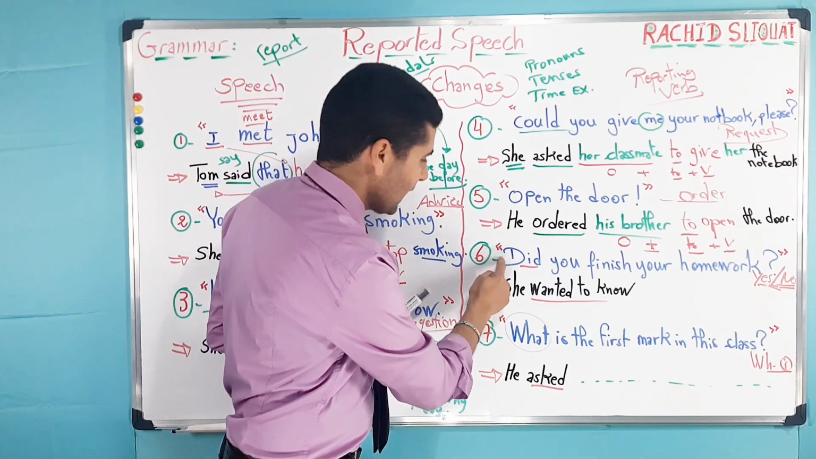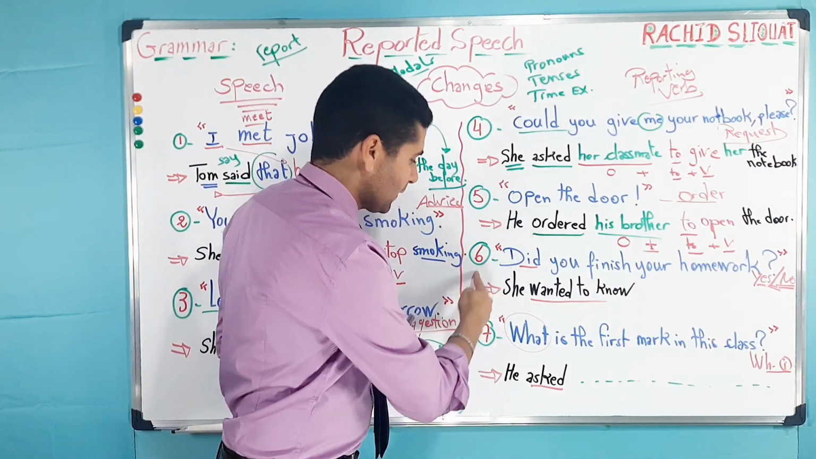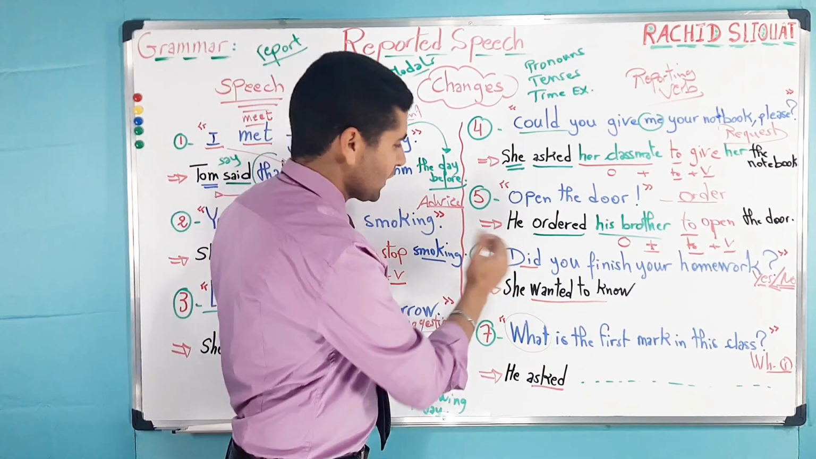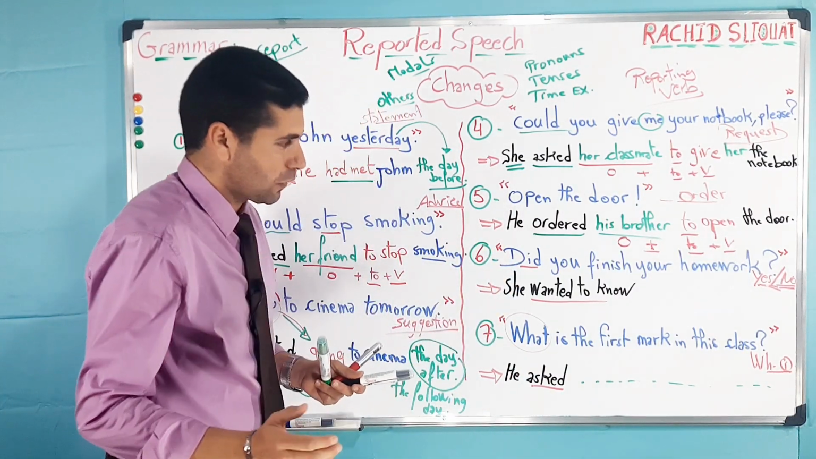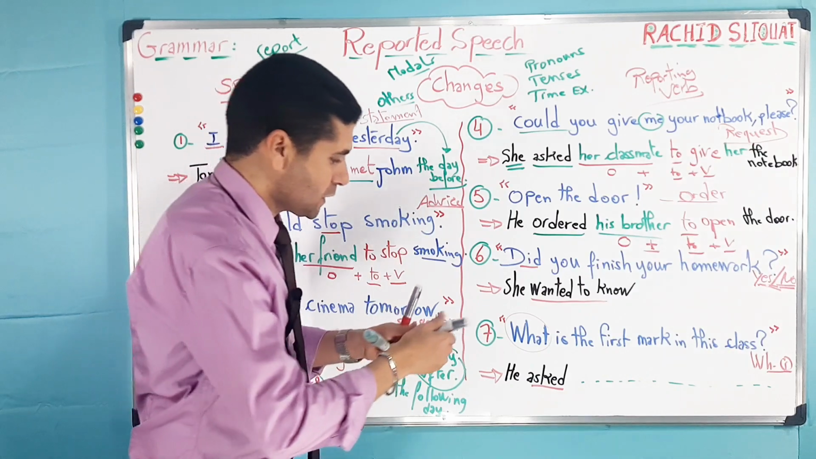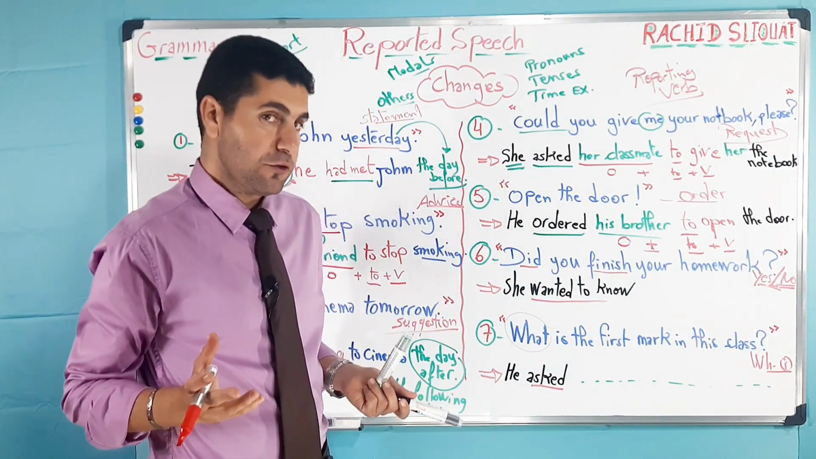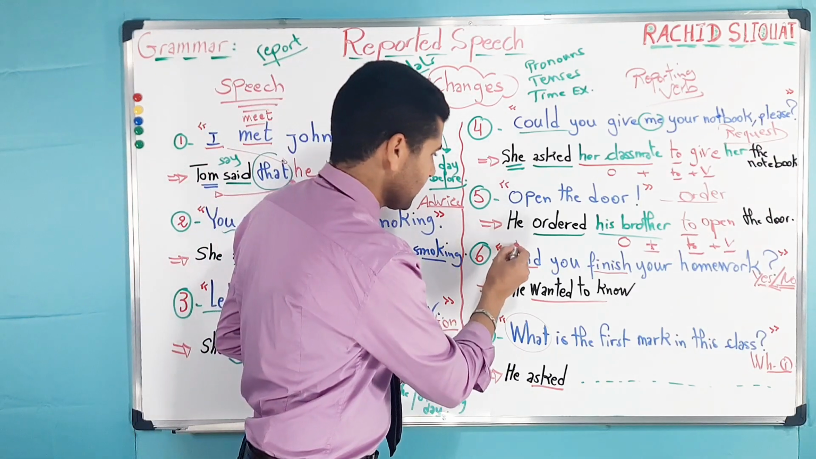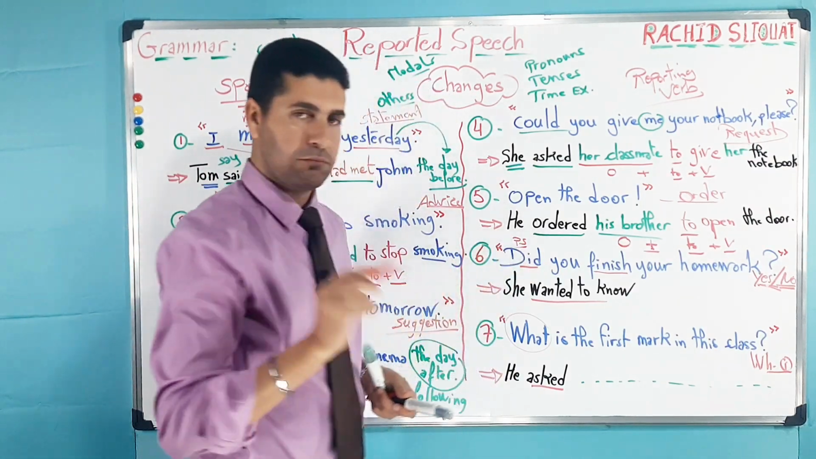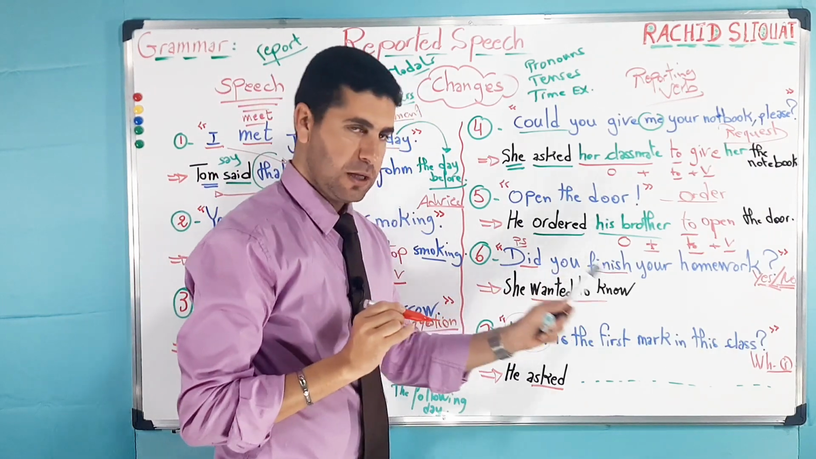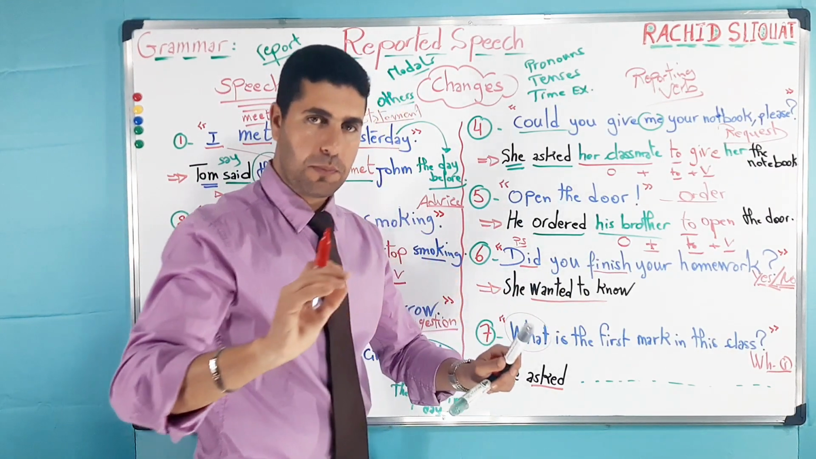So this one is a question, but when we report it, it is not a question. It is a sentence. This is number 1. Now let's start with this one. Did you finish your homework? So here we have did you finish? Did finish. It is in the past. So this is the past simple. Very simple to know this. Did you finish? So did finish, it is past simple.